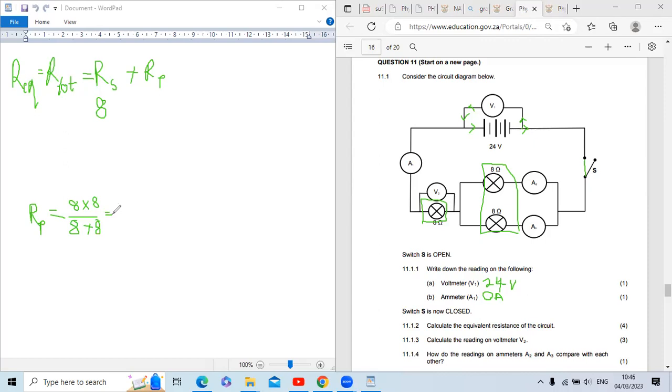My room is a mess, but anyway, let me just say 64 divided by 16. That's going to give me 4. So our resistance in parallel is 4. And our equivalent resistance is 12 ohms. So I just wanted us to do this question specifically.